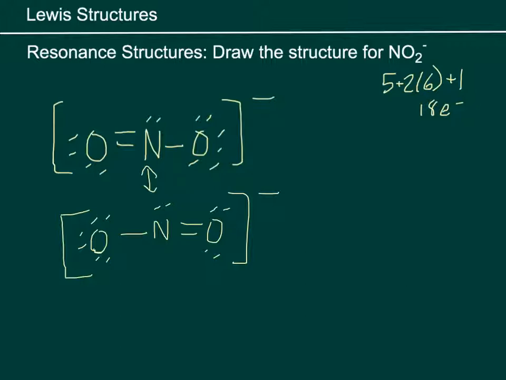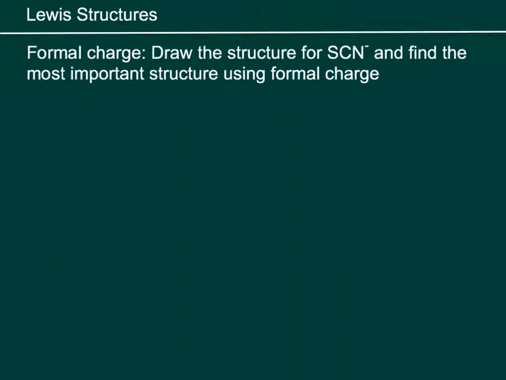Now the next case we're going to look at is a case where it's not symmetrical, so it's not between two identical O's, but the actual resonance structure is between two different things, and we have to figure out what they are. Alright, so now let's look at the case where you can have multiple Lewis structures and you're going to need to use formal charge to figure out which is the most important. We're looking at the thiocyanate ion, SCN minus, and we want to find the most important structure using the formal charge.